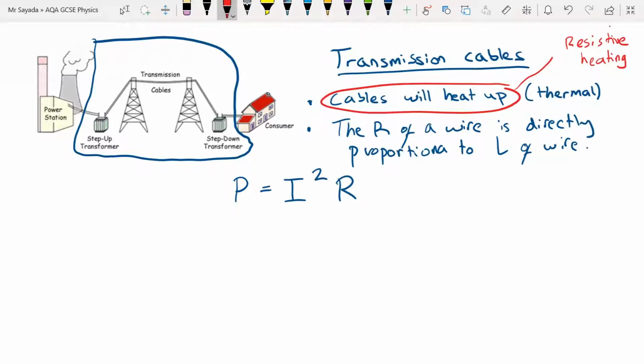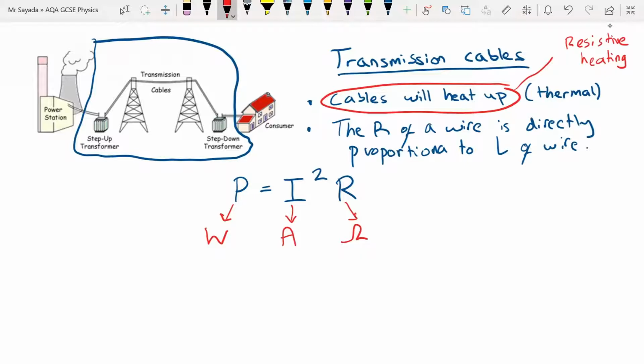Let's just check you know the units. What are the units of power? Say your answer now. You should have said watts. What are the units of current? Say your answer to the video now. You should have said amps. And what are the units of resistance? Say your answer to the video now. You should have said ohms.